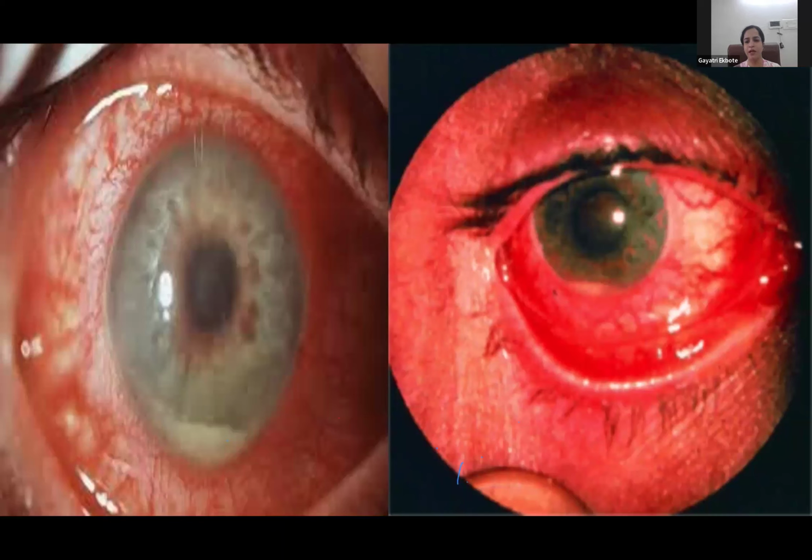So you all can see scleritis and episcleritis. The question often asked is what is scleritis, what is episcleritis, what is uveitis. So that is for all of you to read. We'll definitely have a lecture on eye involvement in rheumatology as well.